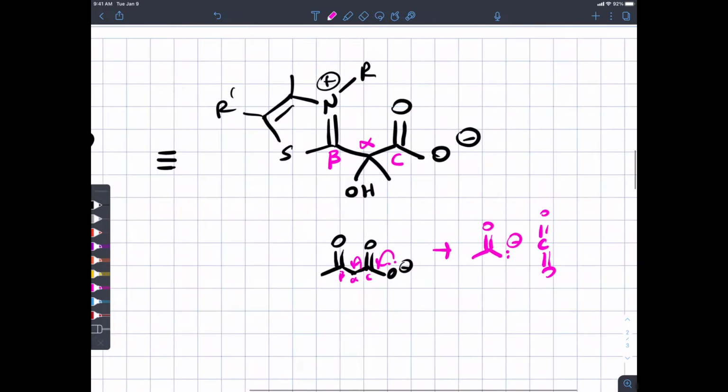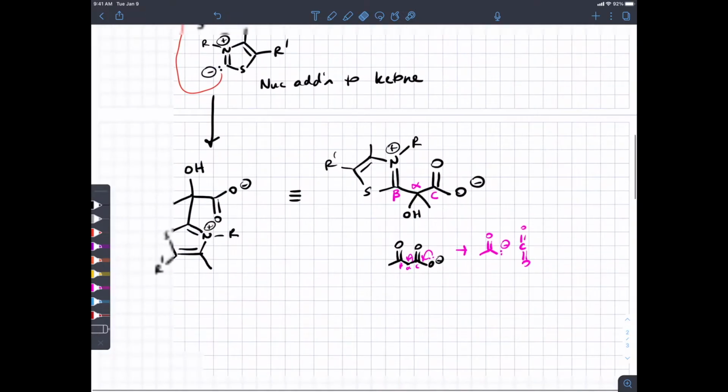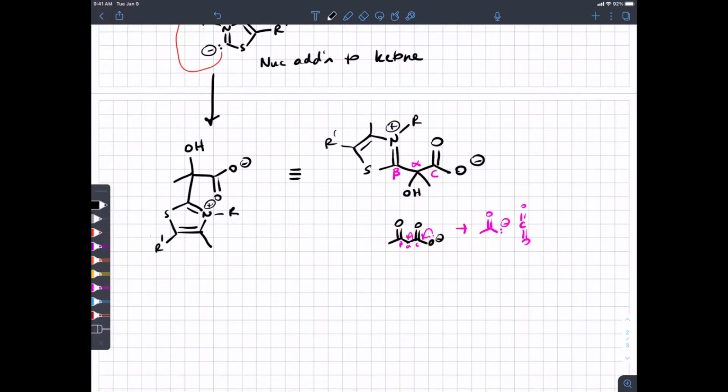Okay, so thiamine, the purpose of adding thiamine ylide is it converts the pyruvate, which was an alpha keto acid, into something that resembles a beta keto acid. And this is now primed for decarboxylation.